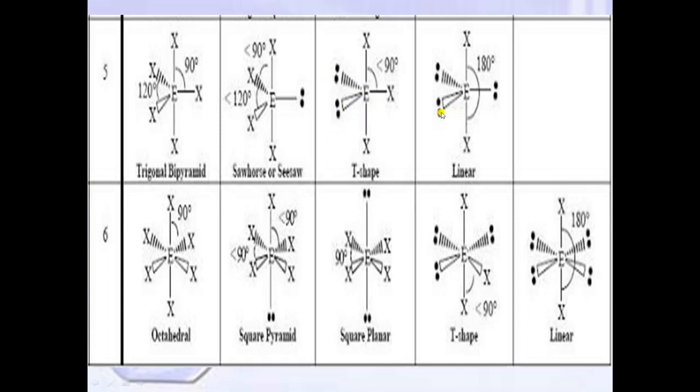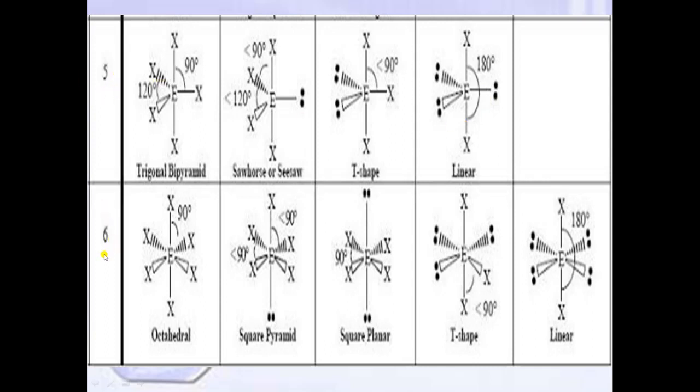But when there are 3 lone pairs out of 5 electron pairs, then only 2 bond pairs are present in this structure. So you will arrange 3 lone pairs here, here and here, and 2 bond pairs will come on the axial bonds. Now what is the name of the shape? It is linear and the angle is 180 degrees. So this is the case when 5 electron pairs are present.